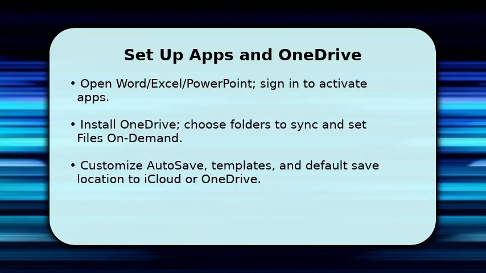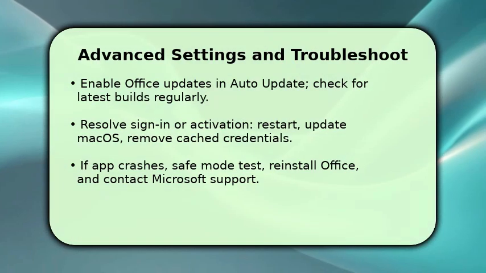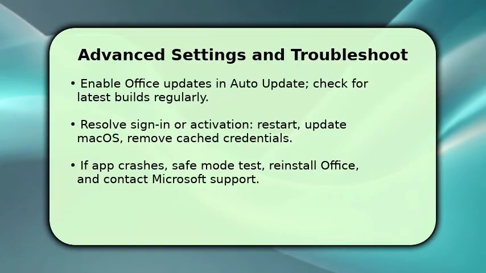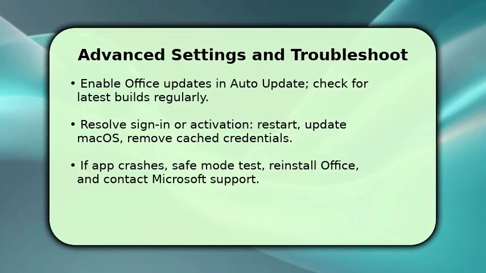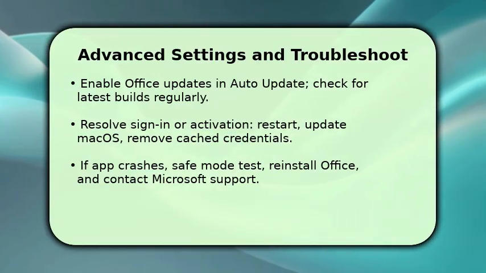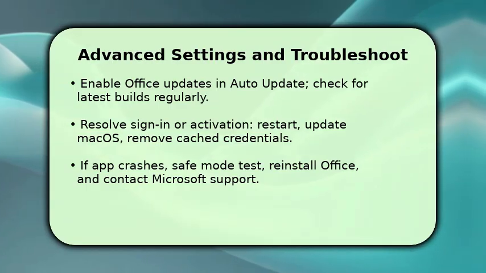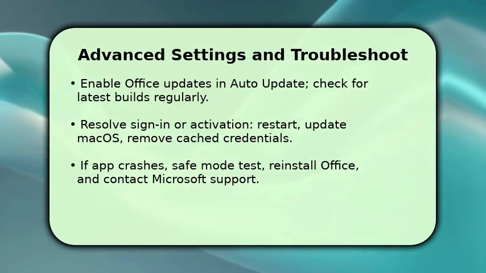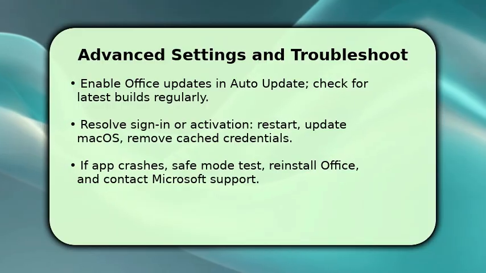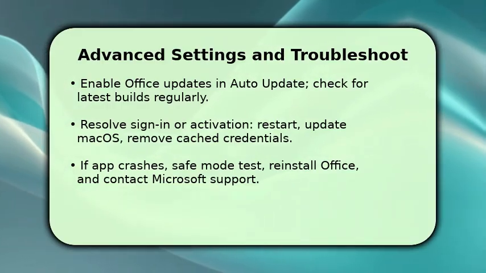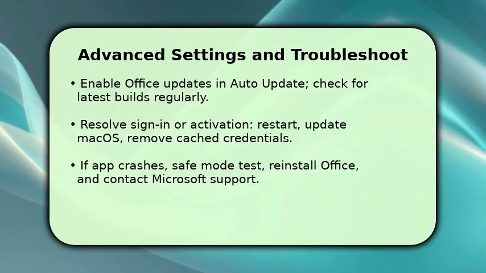You finish by enabling Microsoft Auto Update and installing the latest builds to get security and feature fixes. This prevents odd behavior. If activation or sign-in fails, restart the MacBook, update Mac OS and Office, and clear cached credentials in Keychain Access before retrying, because leftover tokens often block login.